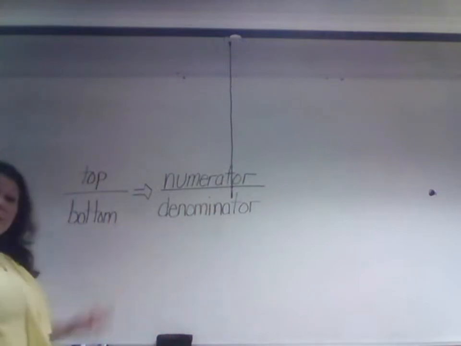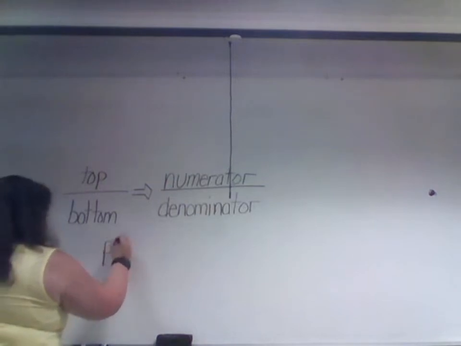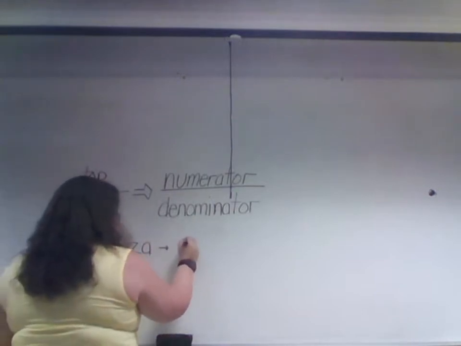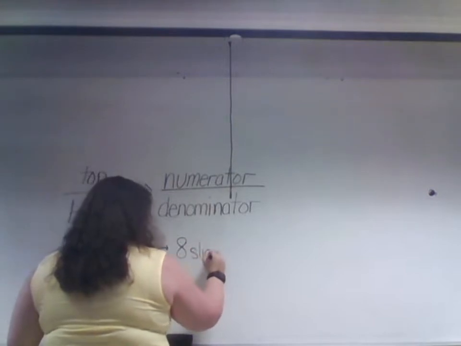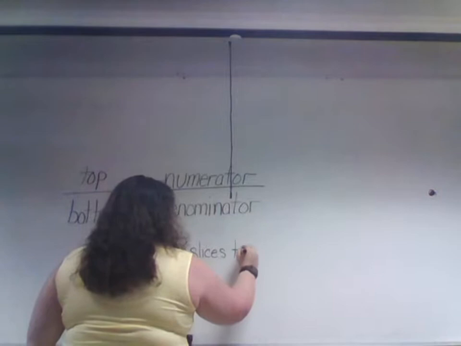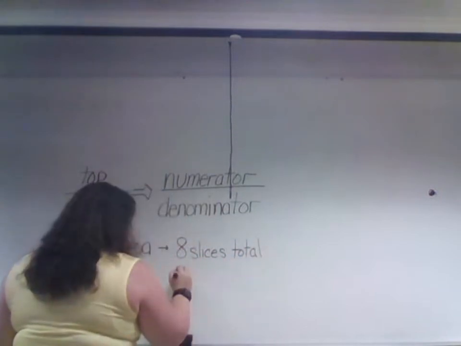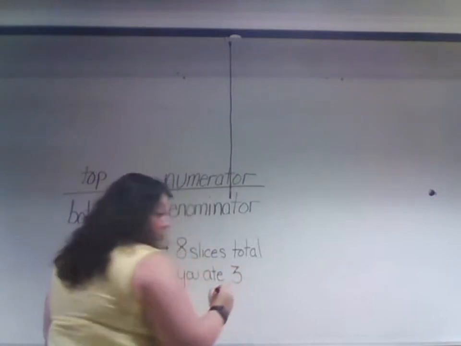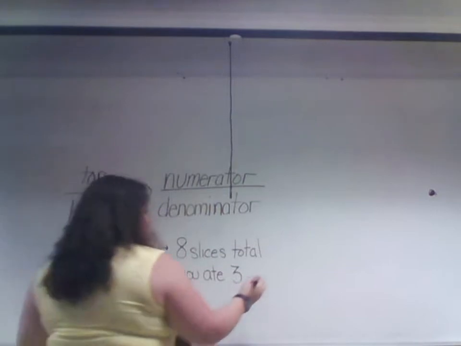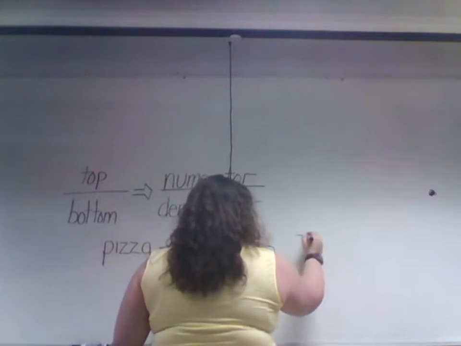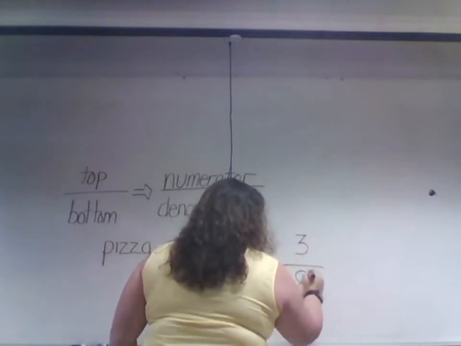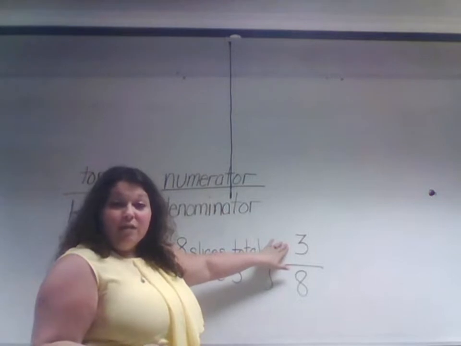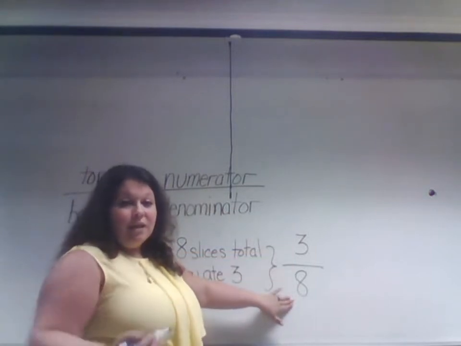So remember we were talking about that pizza? If that pizza had 8 slices, and you were really hungry and you ate 3 of them, then what that turns into is you actually ate 3/8 of the pizza. So this is the piece of what you ate, and this is how many slices were in the entire pizza.